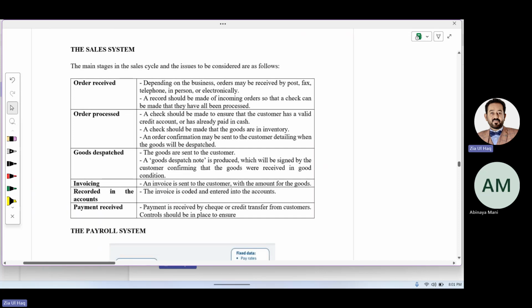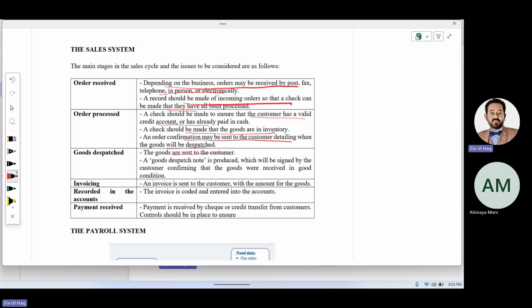And these are the sales system controls. Depending upon the business, orders may be received by post, fax, telephone, in person, or electronically through email. A record should be made of incoming orders so that a check can be made. While receiving an order, ensure that the customer has a valid credit account. A check should be made that goods are in inventory, meaning stock availability. And an order confirmation may be sent to the customer detailing when the goods will be dispatched. For order confirmation, you need to send confirmation to the customer.